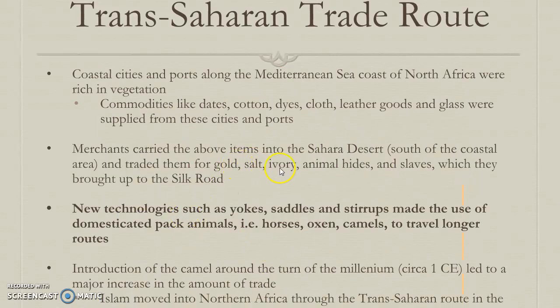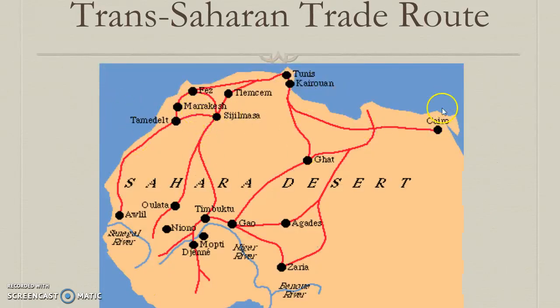So I already mentioned the gold, the salt, the slaves. So up in the coastal areas of Africa, it was very rich in vegetation. And so a lot of that vegetation would then come down here, and the people would get the gold, the salt, and the slaves and take them up to the north.